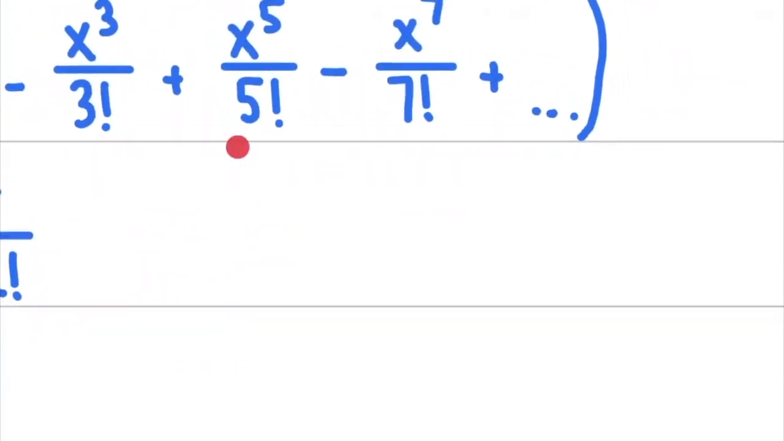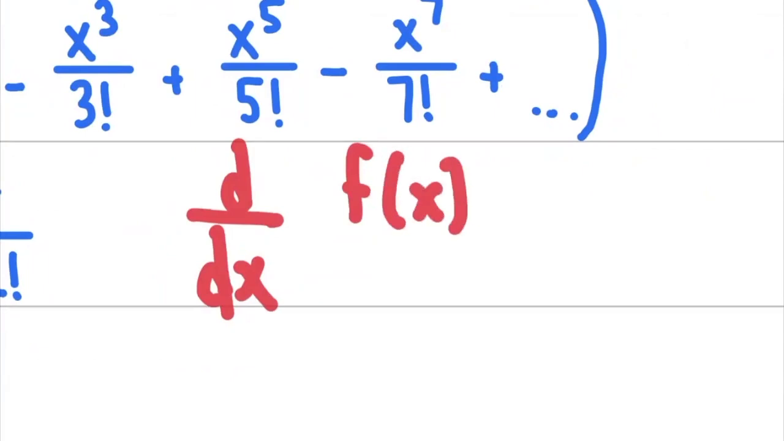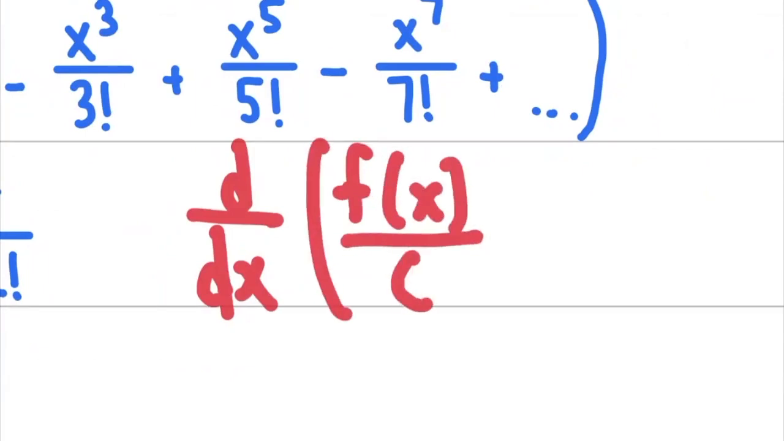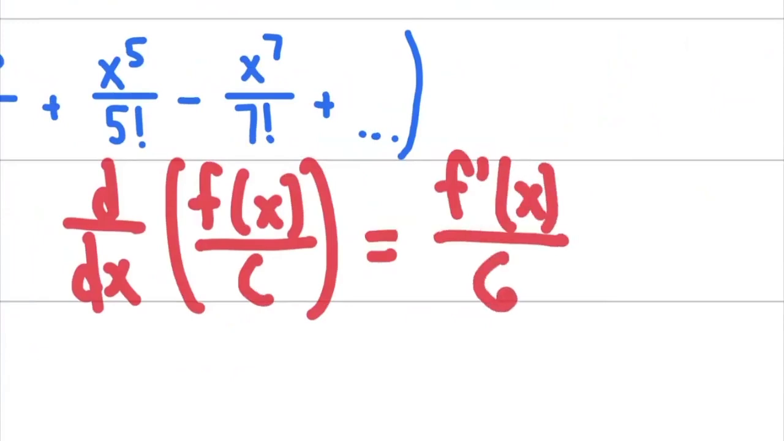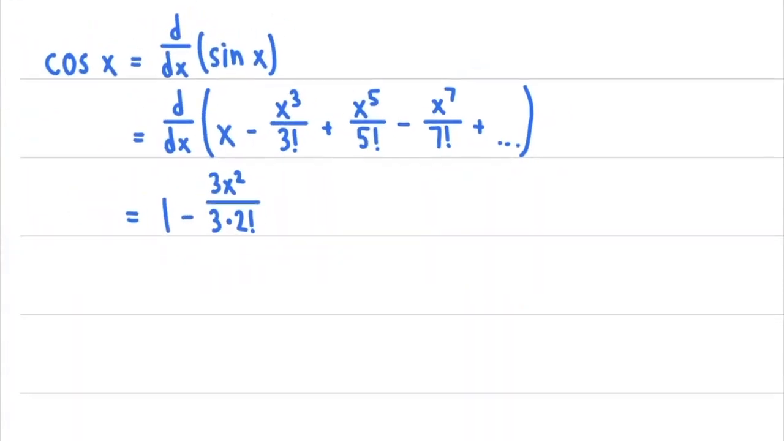So remember, when you're taking the derivative of f of x over c, for example, that's just going to equal f prime of x over c because of the constant multiple rule. So yeah, you don't need to use the quotient rule. We're just going to use the power rule. But yeah, let's keep going.